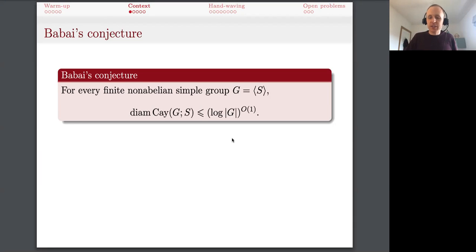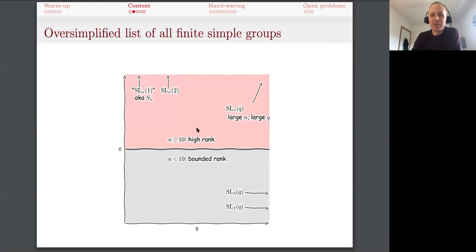Okay, so I want to tell you the state of our knowledge about Babai's conjecture. And to do that, I have to tell you what all finite simple groups are, which is not easy. But here's a dumb diagram that I've made that will be good enough for this talk.